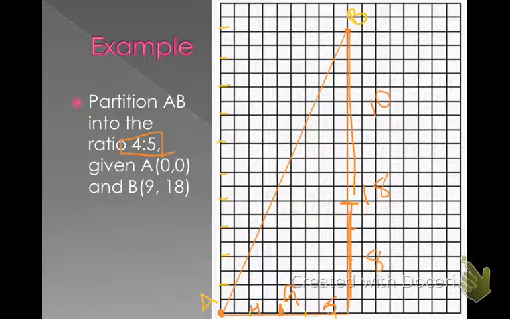I'm going to go back to my line tool here and draw straight from here over to here. And my graph is a little rough. 2, 4, 6, 8. Okay, so my graph's a little rough, but our point should happen right around here, and it should be at the point (4, 8). And that's the point that partitions this segment into the ratio 4 to 5.